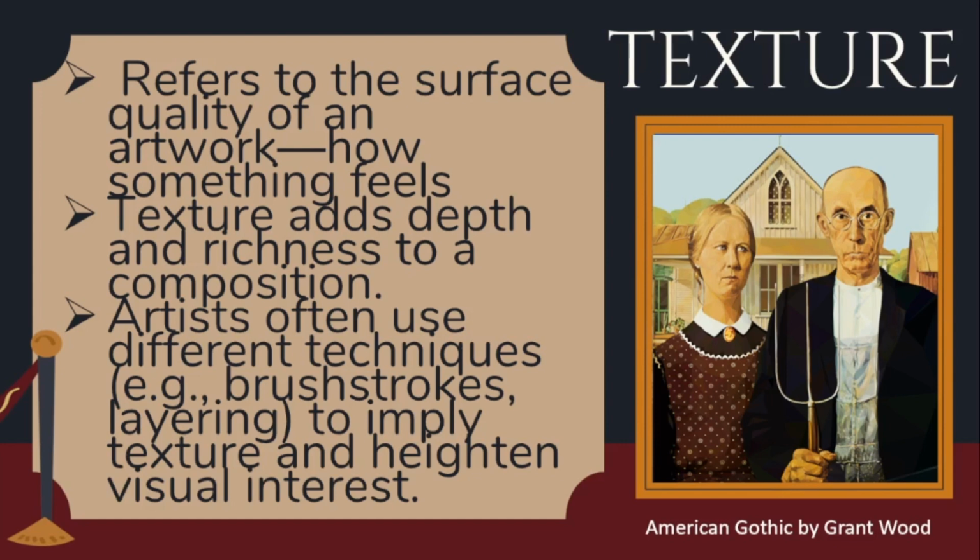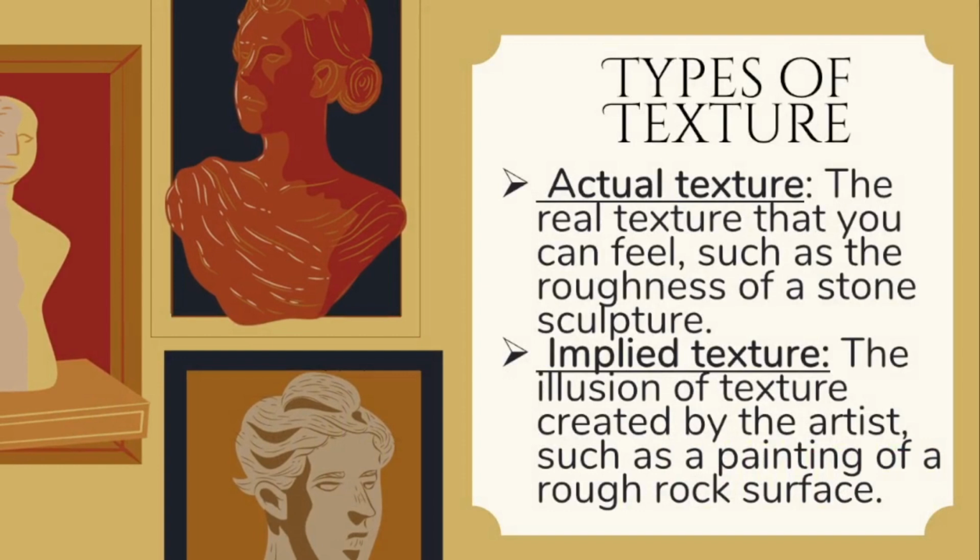The detailed rendering of the figure's clothing, skin, and wooden house gives a strong sense of texture, enhancing realism. Types of texture. Actual texture: the real texture that you can feel, such as the roughness of a stone sculpture. Implied texture: the illusion of texture created by the artist, such as a painting of a rough rock surface.